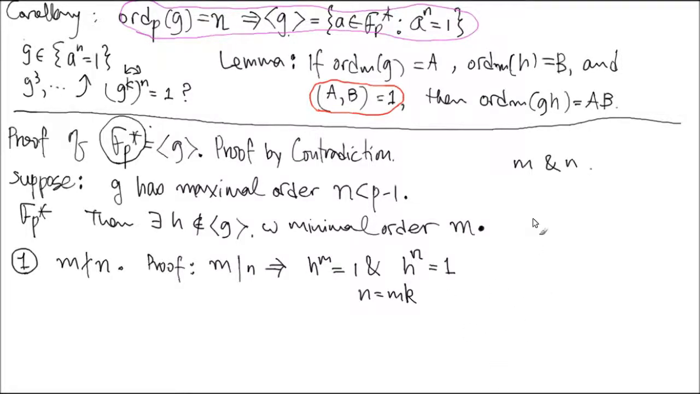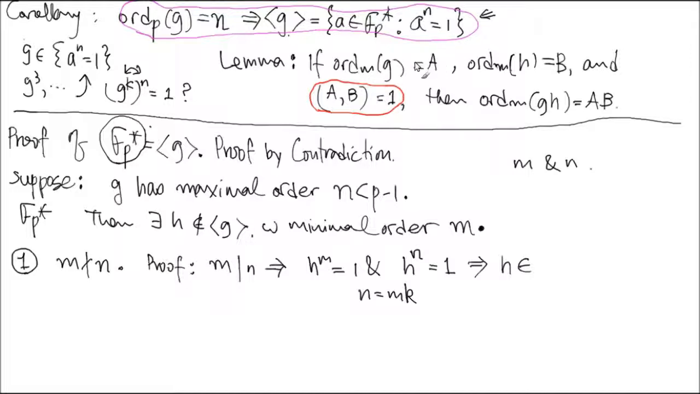H to the n equals 1. So what was the next part? If h to the n equals 1, then h is in where? Look at this one here. What's the color here? Purple? Yeah. H to the n equals 1. Isn't that the element of that set?